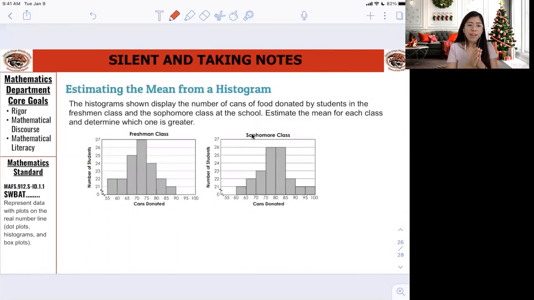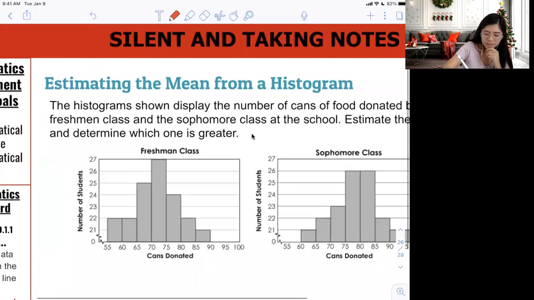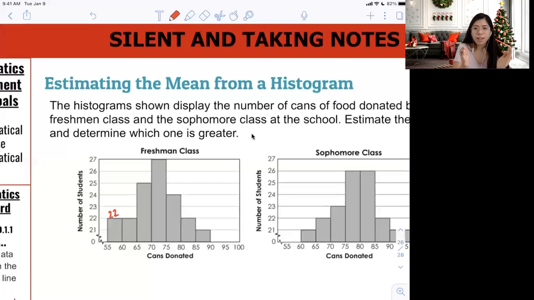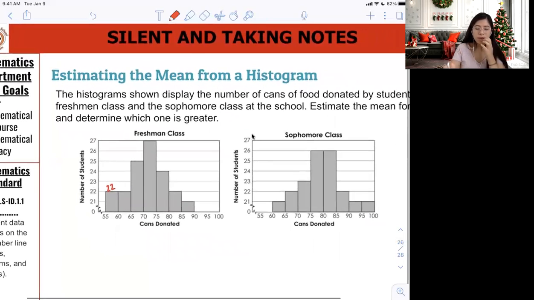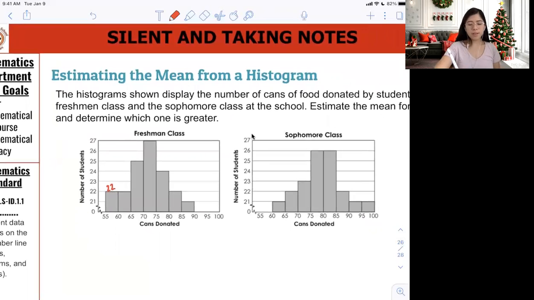We know that there's, for example, in the freshman class, I know that 22 people were between 55 and 60, but I don't know if those 22 people had 55, 56, 57. We don't know. We only know that they're in that bucket. So it's a little bit harder to know for sure what the mean and the median and all of those things would be. But there's a trick that we can do to figure it out.